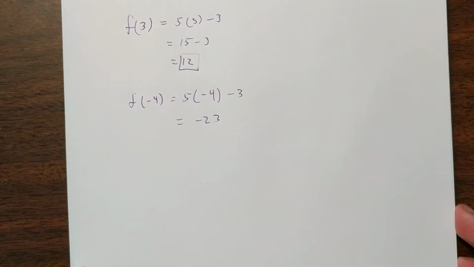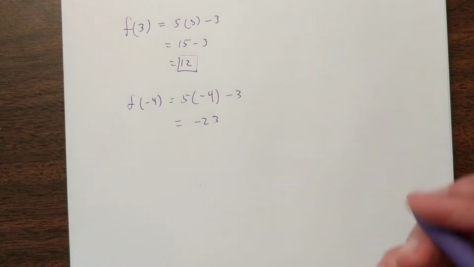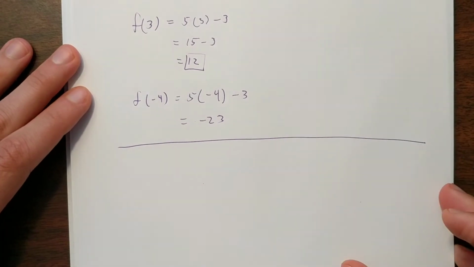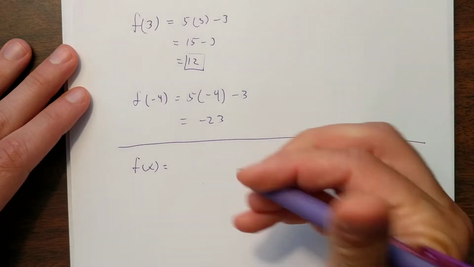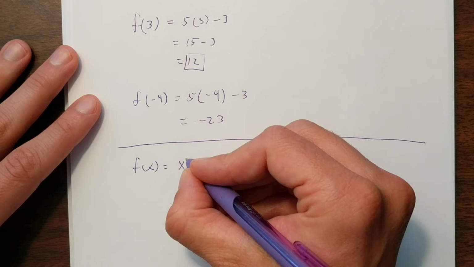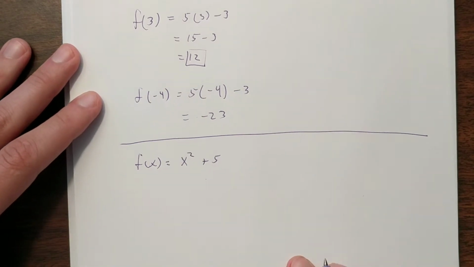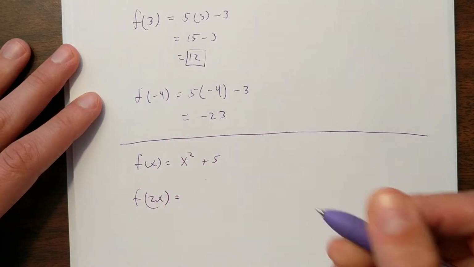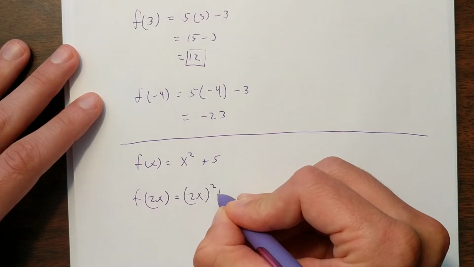But you can actually do more of a composition of functions, which means I can put in some other version of x. So let's switch up our function. Let's do f of x equals x squared plus 5. If I did x squared plus 5, what would be f of 2x? Well, f of 2x in this case is going to be 2x squared plus 5.